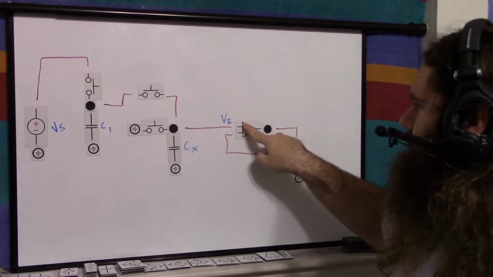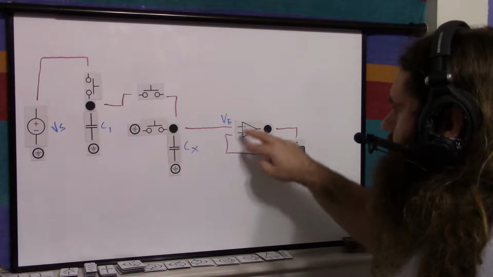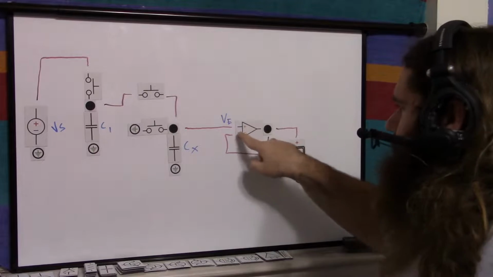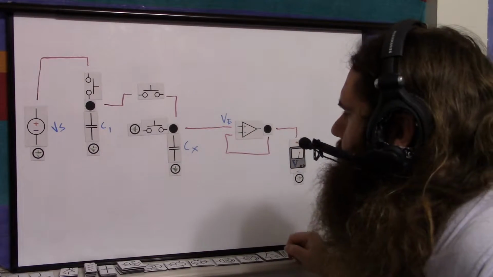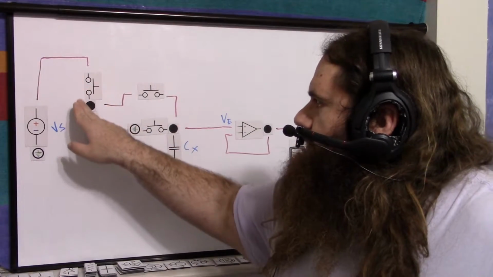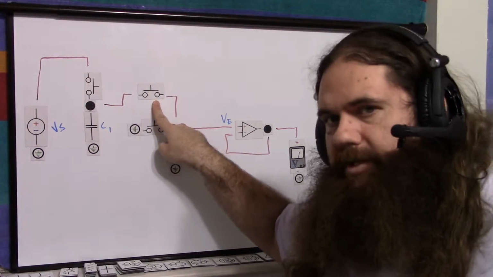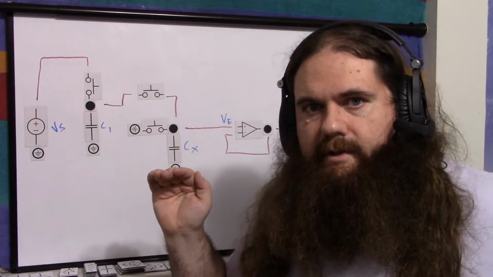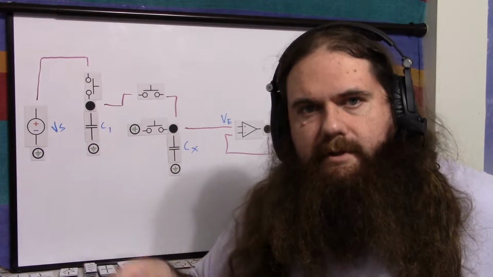So the voltage goes into the non-inverting input, its own output goes into the inverting input, so that it equalizes them, and the output equals the input, the non-inverting input, which goes into the voltmeter. So the process is hold down this button to drain the unknown capacitor, then hold down this button to charge the known capacitor, then hold down this button to share the charges.